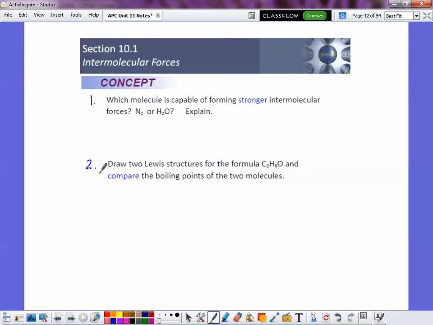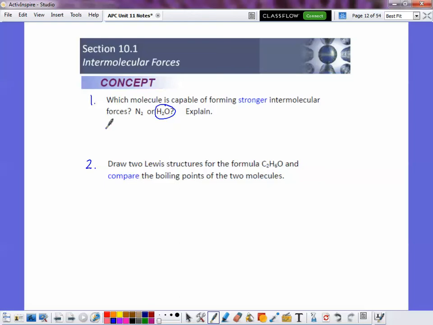All right, exercise 1. Which molecule is capable of forming stronger intermolecular forces, N2 or H2O? And then we're going to explain. So what do we think? H2O, for sure. And why? Because it experiences hydrogen bonding.